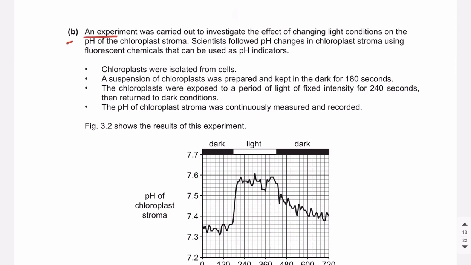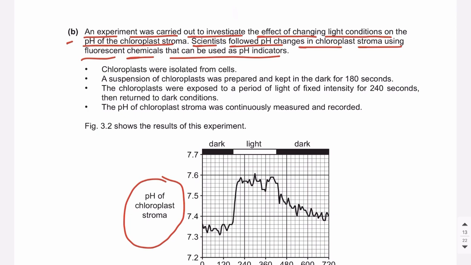An experiment was carried out to investigate the effect of changing light conditions on the pH of the chloroplast stroma. Scientists followed pH changes in chloroplast stroma using fluorescent chemicals that can be used as pH indicators. So guys, in this investigation, they are investigating the changes in the pH of stroma in changing light conditions.